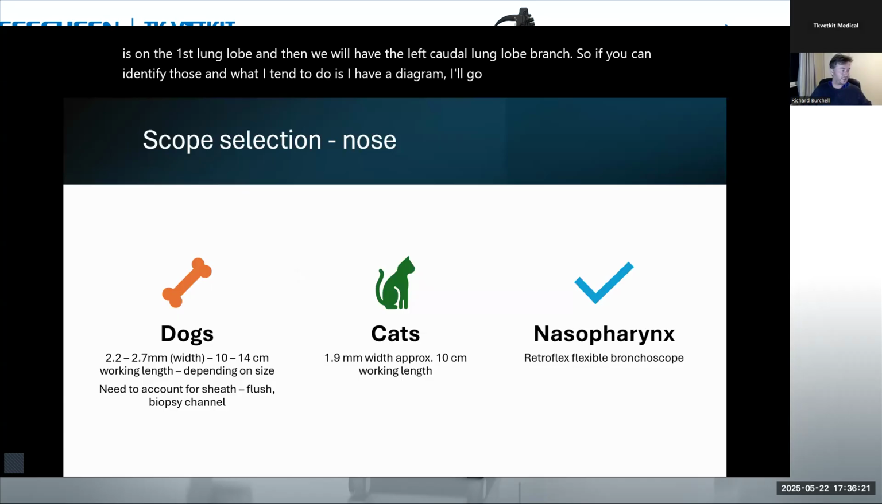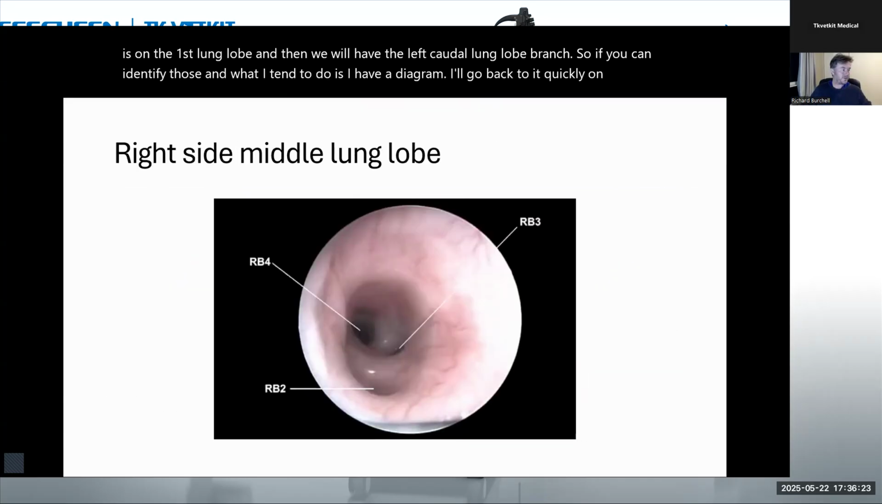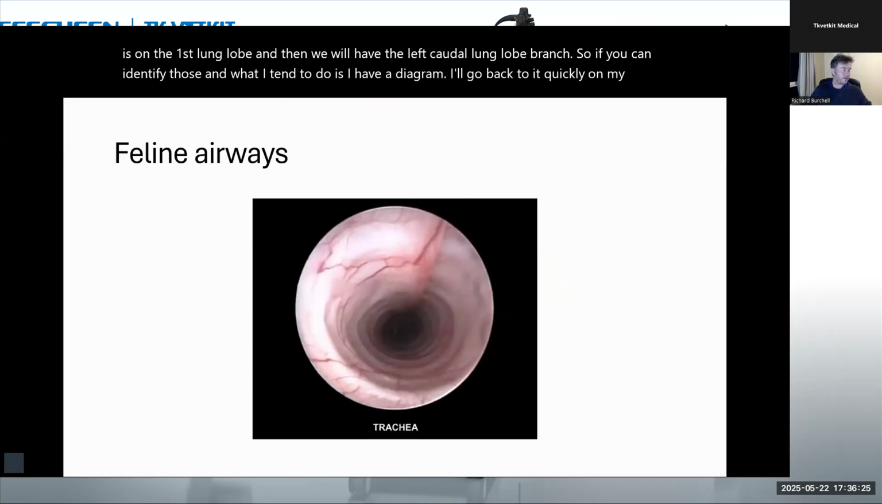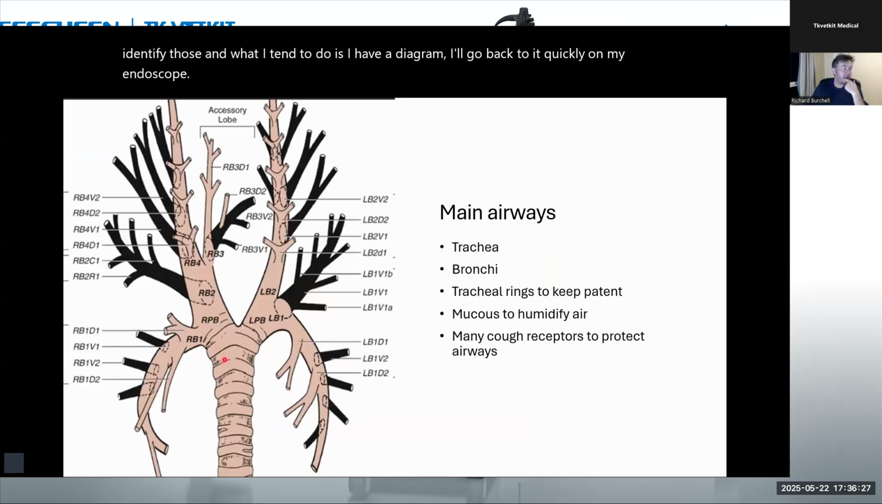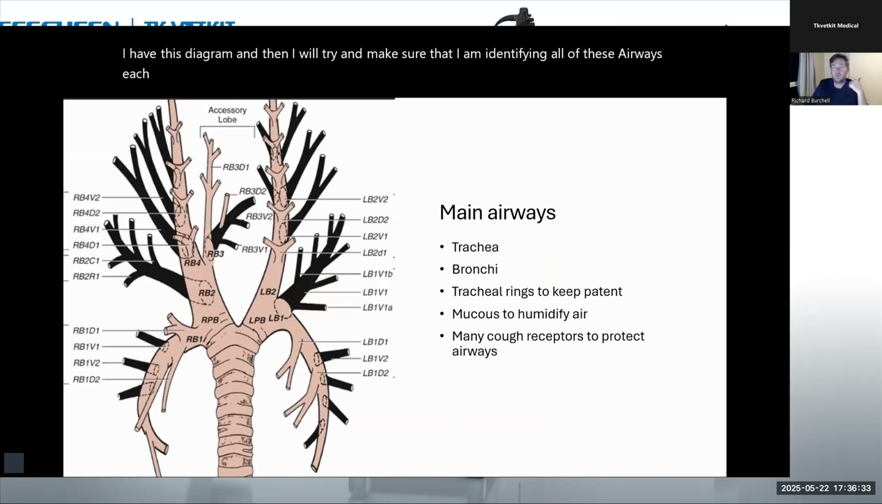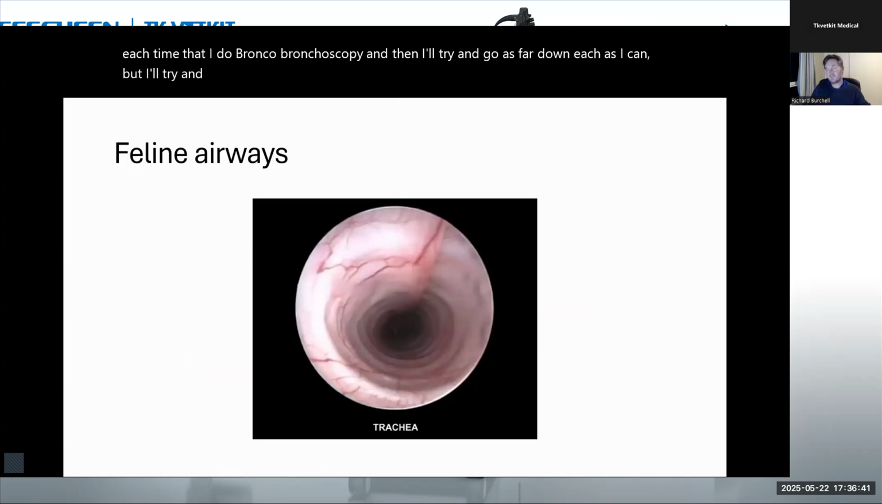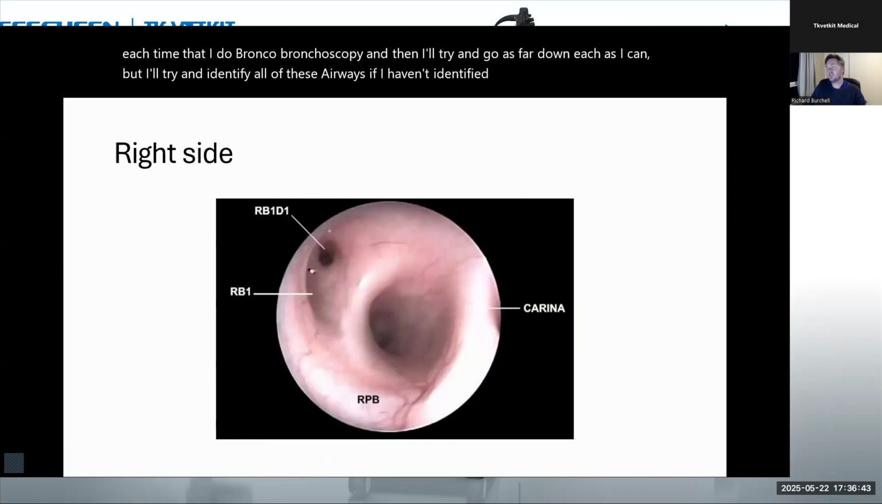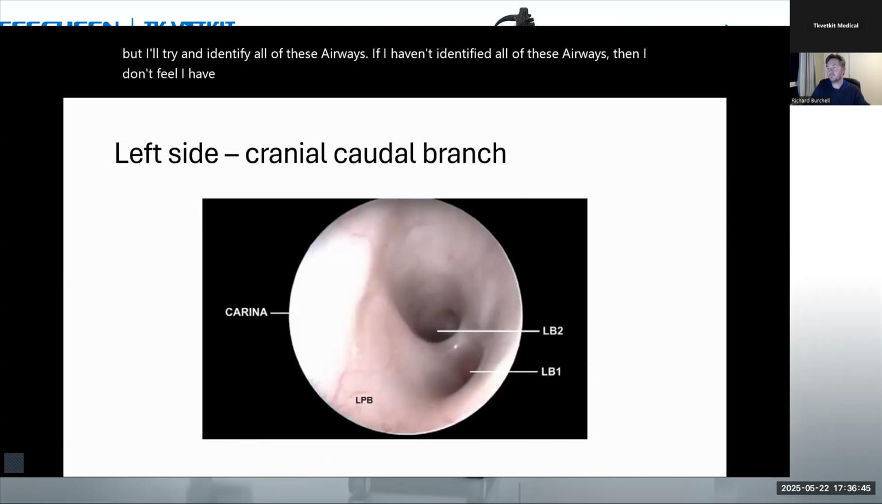So if you can identify those, what I tend to do is I have a diagram, I'll go back to it quickly, on my endoscope. I have this diagram, and then I will try and make sure that I'm identifying all of these airways each time that I do a bronchoscopy. And then I'll try and go as far down each as I can, but I'll try and identify all of these airways. If I haven't identified all of these airways, then I don't feel I have had a good enough look.